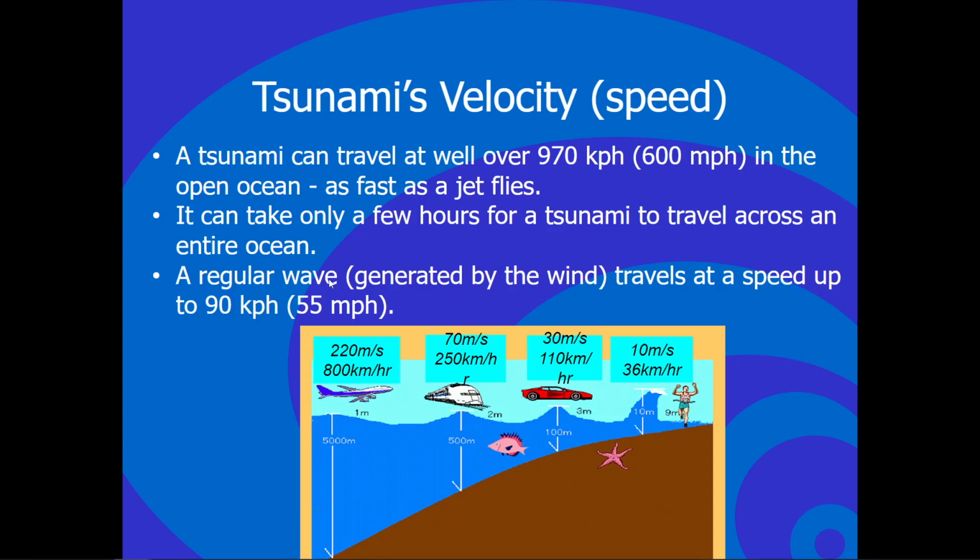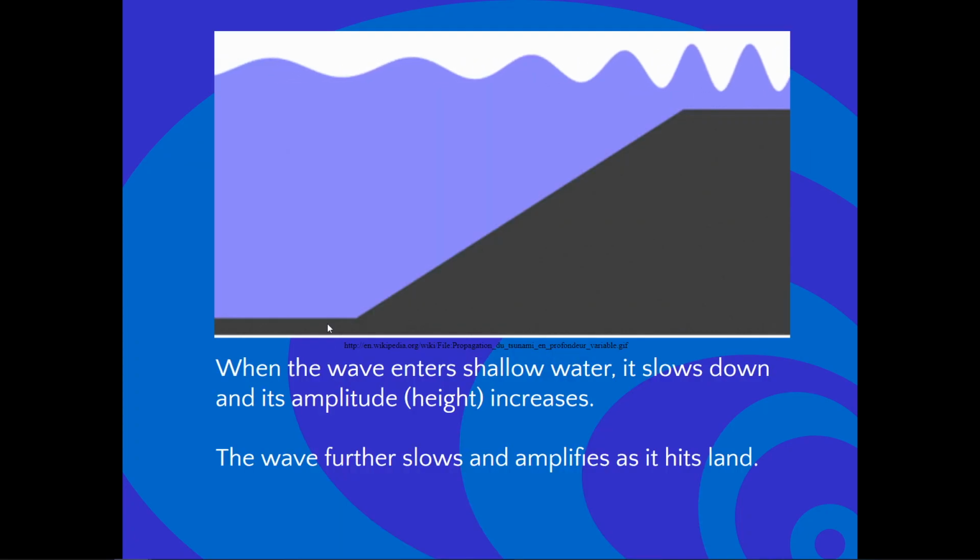All right, and a regular wave, which is generated by wind, can reach speeds up to 55 miles an hour. So tsunamis are much, much faster than their regular wave counterparts.